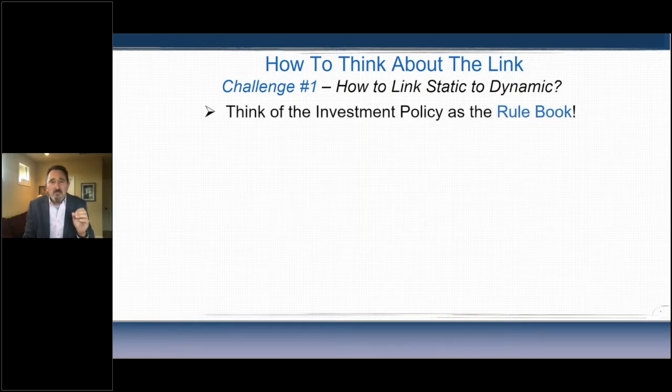And the way we do this is, first of all, think about the investment policy as your rule book. Just like in a football game, if you go in, you sit down, you kind of know the rules of the game. It's got a 100-yard field, it's 50 yards wide. It's going to take 4 downs to get to a first and 10. Touchdown is going to be 6 points. The policy is just that.